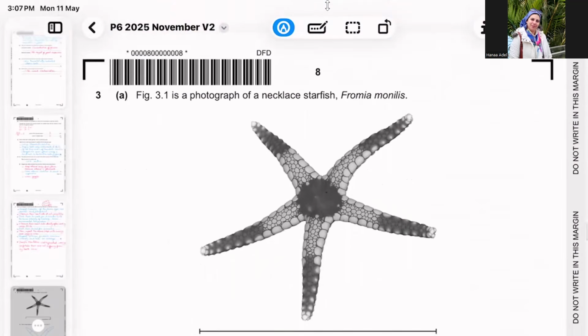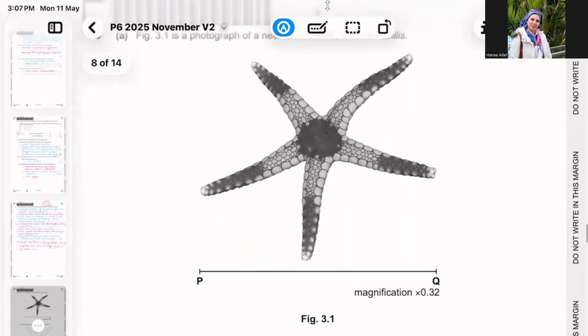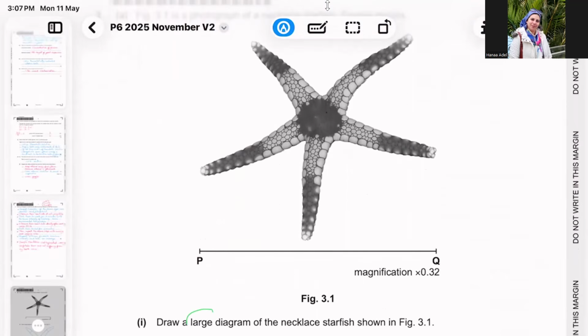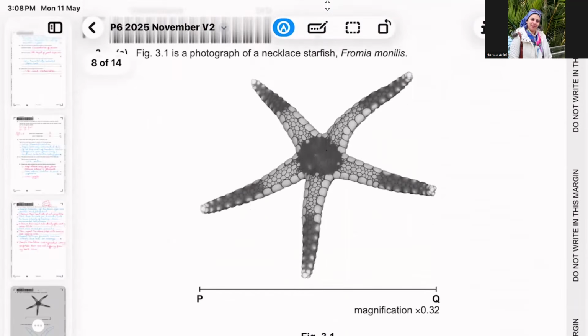Next, the question: Figure 3.1 is a photograph of a necklace starfish. He asks you to draw a large diagram of a necklace starfish like this. So please keep in mind the main important points and analysis for this diagram. How many arms does this starfish have? You can do it this way.